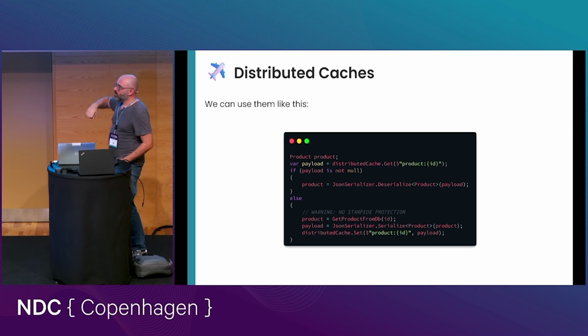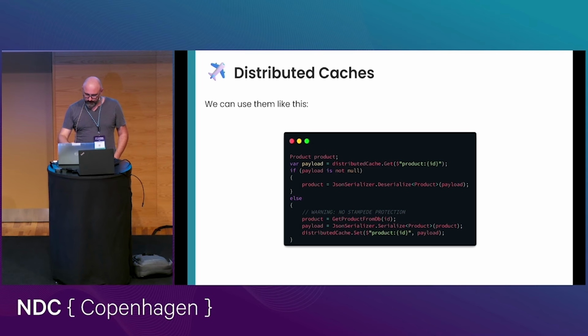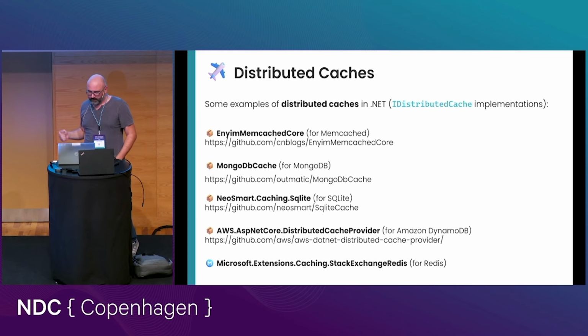Otherwise, we need to go call the database, which can take some time. And then we need to serialize the product that we receive from the database, EF Core, Dapper, whatever that is, it's the same. We serialize that to a binary payload, and then we set it into the cache. And this is already problematic, and we'll see why in a moment. But this is what a distributed cache is.